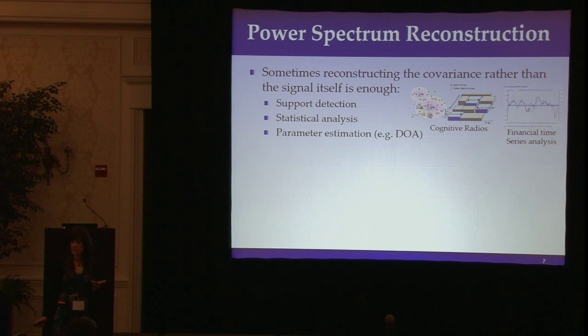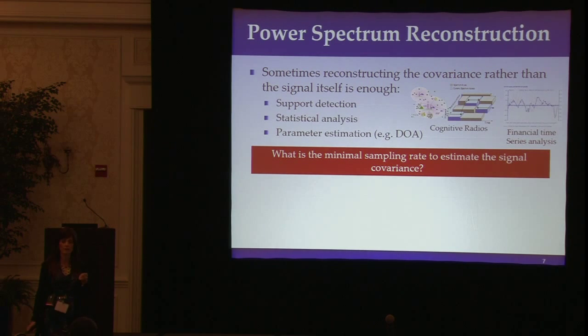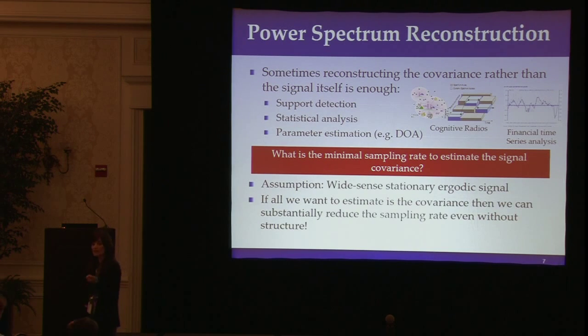There's many other applications in signal processing where the parameters that we're interested in are actually embedded in the second-order statistics, in the covariance. Array processing is a particular example where we typically estimate our parameters, like the direction of arrival, from the covariance. So we never really care about the signal itself, but only about its second-order statistics. In these cases, the question is, what is the minimal sampling rate needed when we sample a signal, but we only want to estimate its covariance? And what we're going to see is that actually it could be surprisingly low, particularly for ergodic stationary signals that we're going to be focusing on.